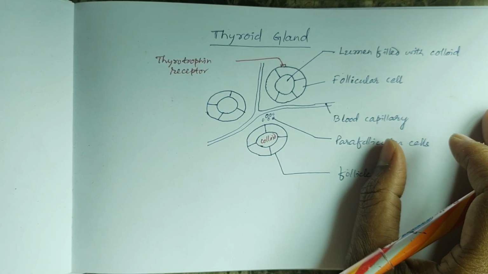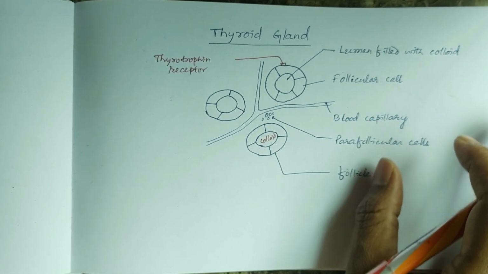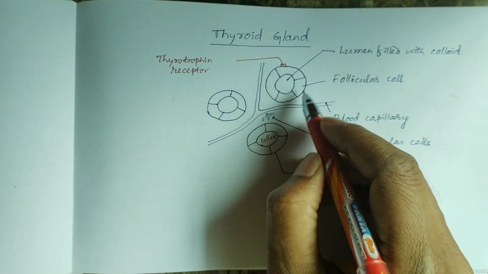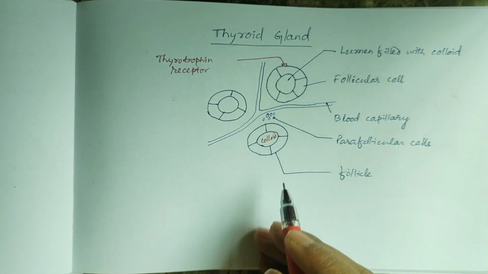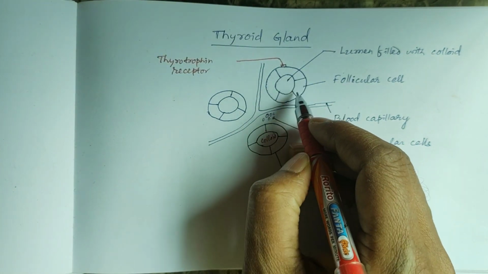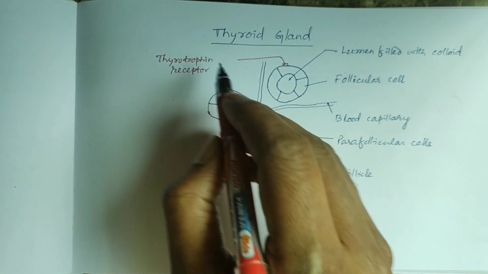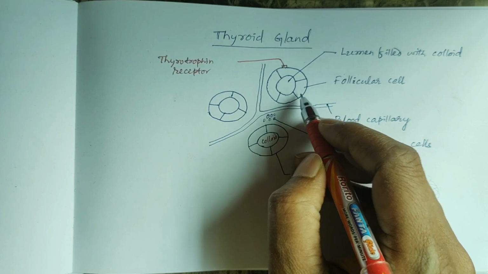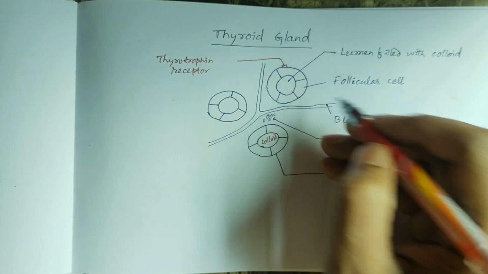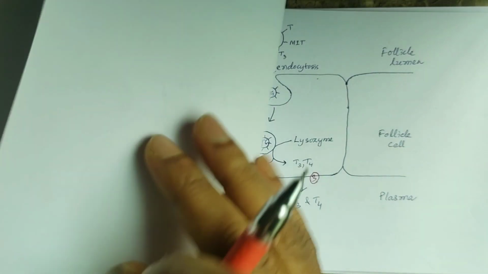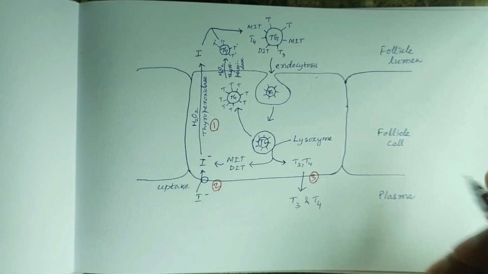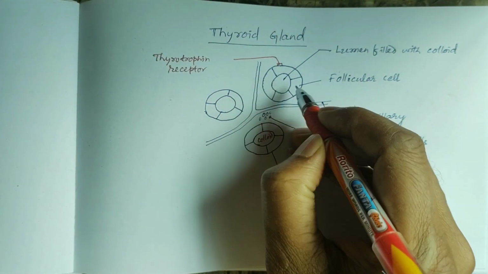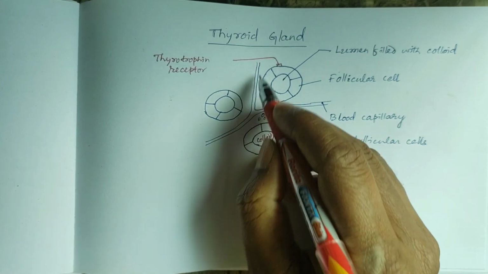Just to remind you, this is a thyroid gland. We have the follicular cells here, and on these follicular cells we have the thyrotrophin receptor. TSH acts on these receptors, and from these follicular cells there is release of the thyroid hormones T3 and T4. So this is the follicular cell and this is the follicular lumen, and this is the blood capillaries.